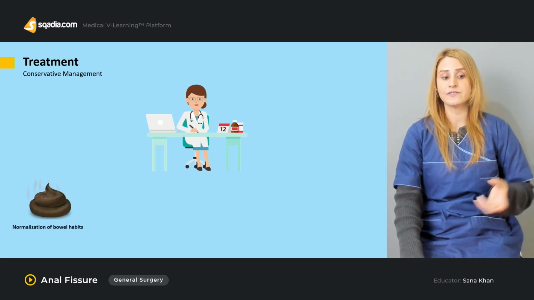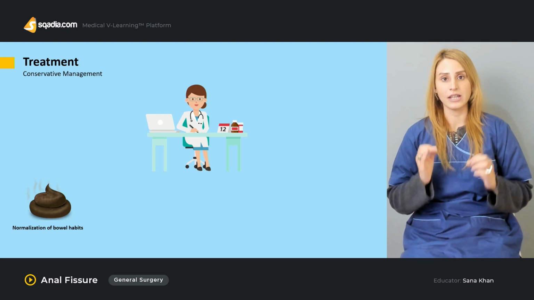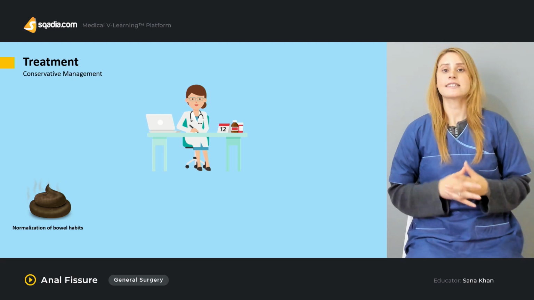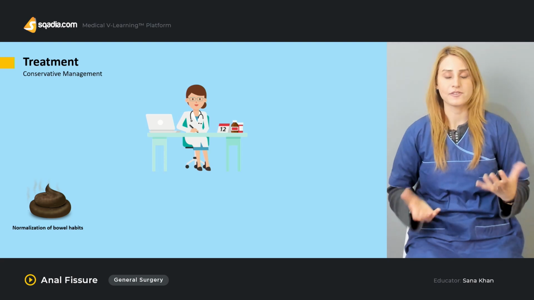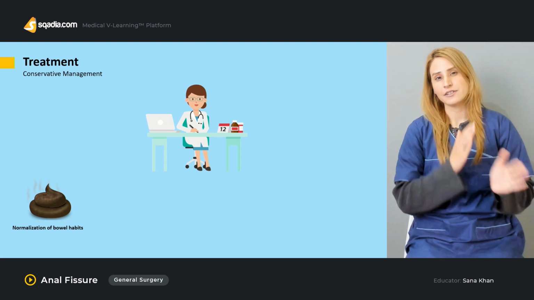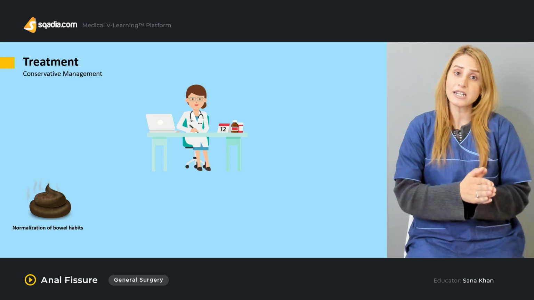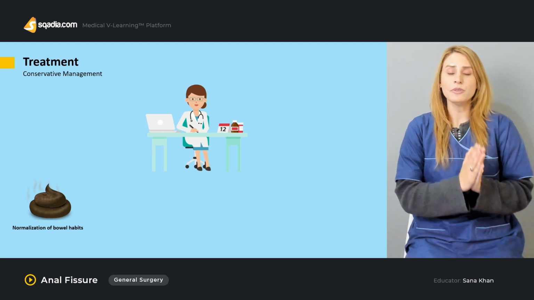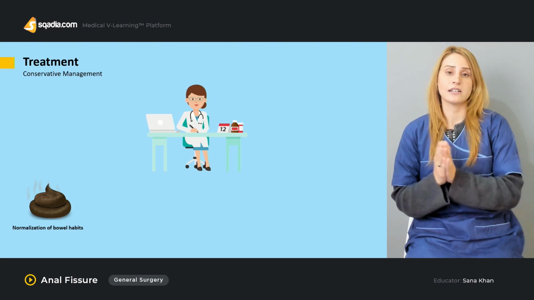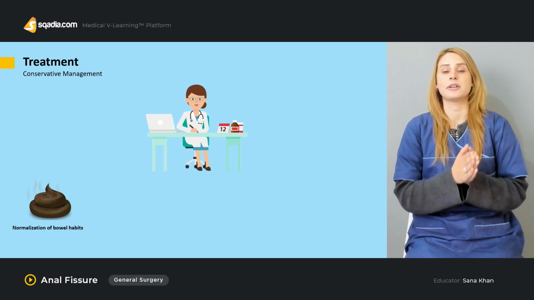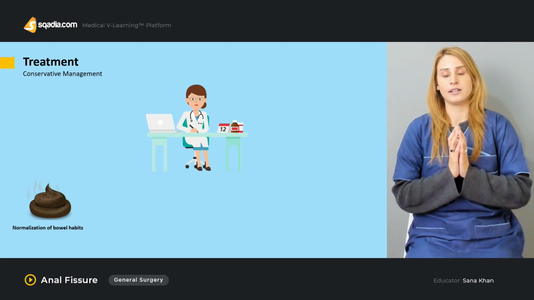Talking about the conservative treatment, first and foremost is normalization of the bowel habits. So how are you actually normalizing the bowel habits of the patient? If there's chronic constipation, then you have to address the constipation. If there's repeated diarrhea, then you have to address the diarrhea. But mostly in clinical practice, the cause behind the fissure is chronic constipation. So in case of chronic constipation, there are a few pieces of advice you have to give to your patient.